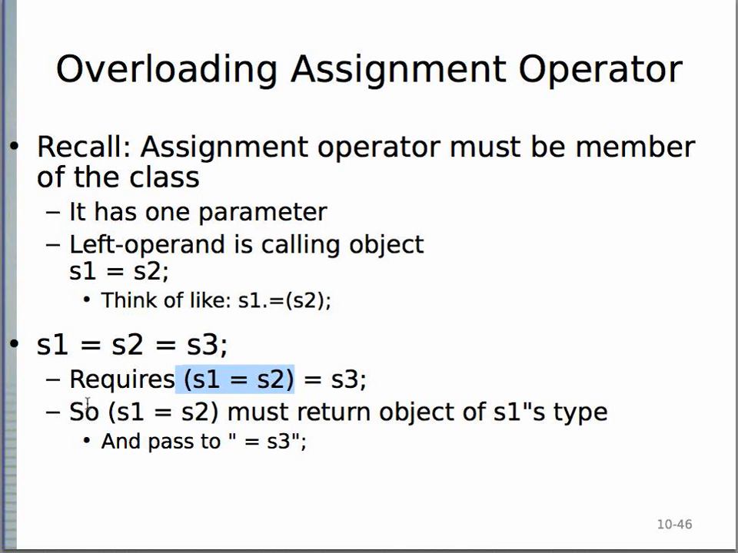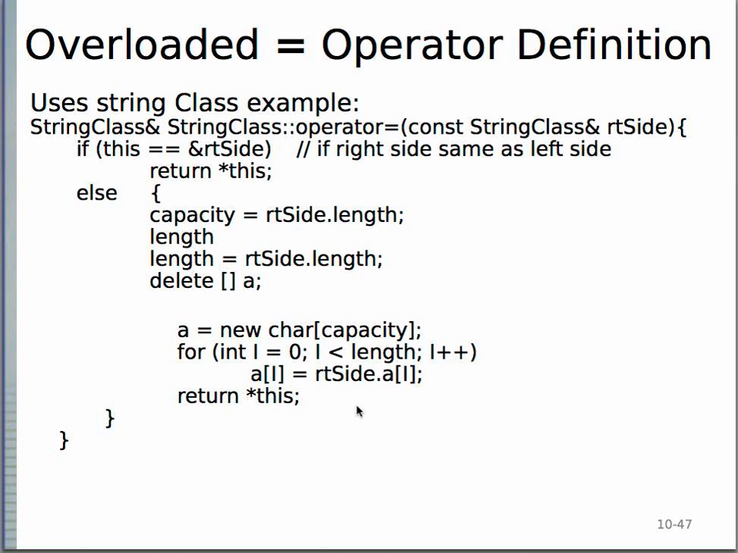To have this work, we have to have this whole thing return an object of type S1. We should just return S1, and then pass that to this operator, so that the value of the whole thing in parentheses is S1 effectively, and we can do S1 equals S3. Keep those things in mind, and this is what the assignment operator would look like. This is an example class, a class called string class. This is a member operator, and you can see that from here.